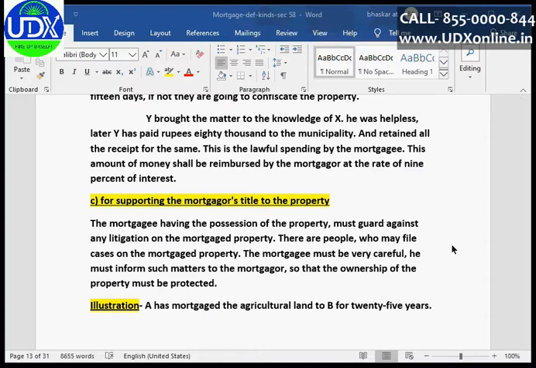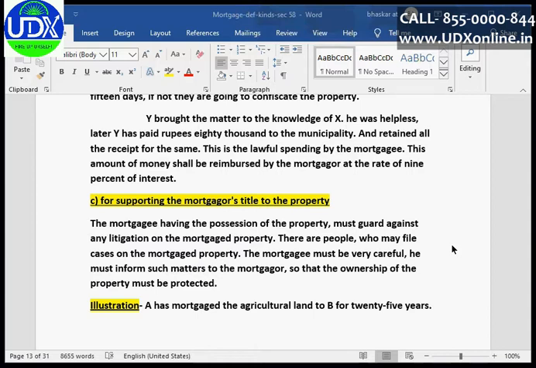Right to spend the money for supporting the mortgagee's title to the property. You know, there are land sharks, land grabbers, land mafia everywhere in our country. They're always looking for the grabbing of the property, immovable property, by hook or by crook.